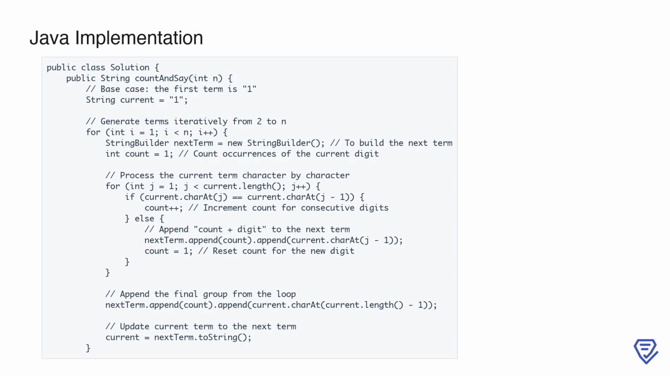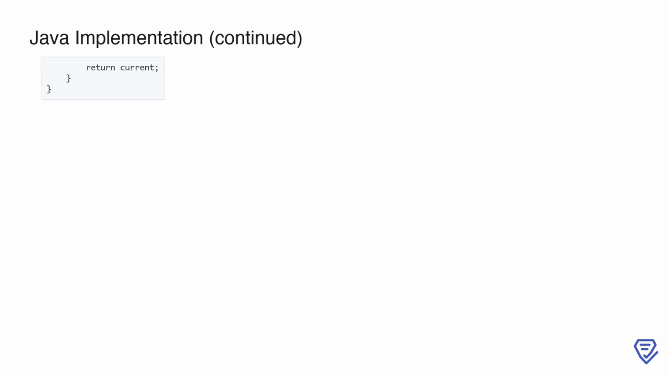Next, we process the characters of the current term one by one using another loop. If the current character matches the previous one, we increment the count. However, if the characters differ, we append the count followed by the previous digit to nextTerm. After that, we reset the count to 1 for the new digit. This ensures we group and describe consecutive digits correctly as we iterate through the term. Finally, after exiting the inner loop, we append the last group of digits and its count to nextTerm, as the loop ends without appending the final group.